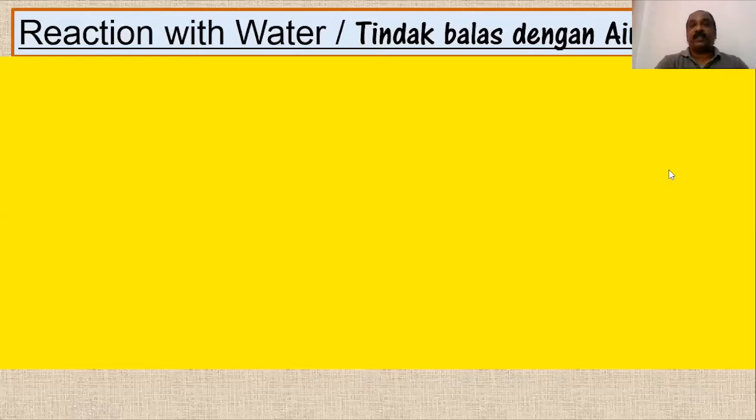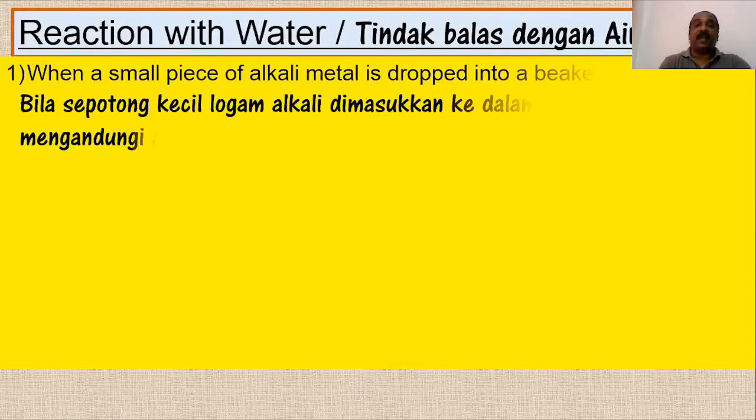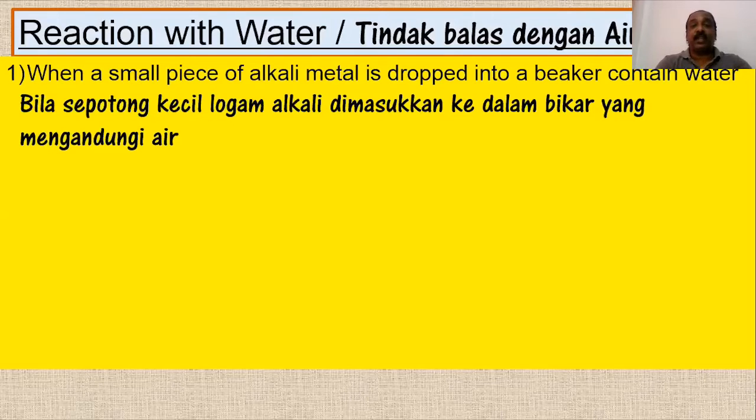Next, reaction with water. That means you take this metal, group 1 metal, get a beaker and put it inside the beaker and see how's the reaction. What's the color of the product yang akan dapat? Is there any other observation you can see? All right, how to determine the second observation, the second product, dan sebagainya. When a small piece of alkali metal, normally kalau dalam sekolah, we'll be using sodium for this, is dropped into a beaker that contain distilled water, what will happen?